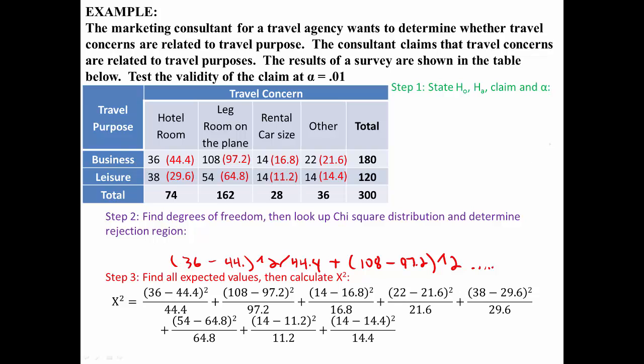Okay, so you'd write all this, or this would all be given. Business, 36 people rate hotel room as their number 1 concern. 108 say number 1 is leg room. 14 say rental car size. 22 say something else. So that's what that means. Grand total of 180 people that traveled for business. Leisure, that's their number 1 concern, and that adds up to 120. There are 300 people involved in this total. That's what that 300 means in the far lower right corner.